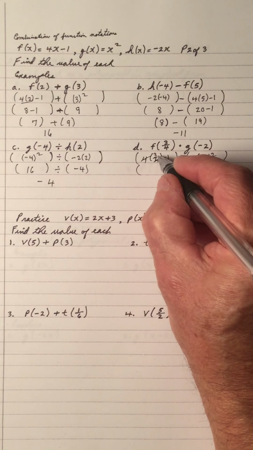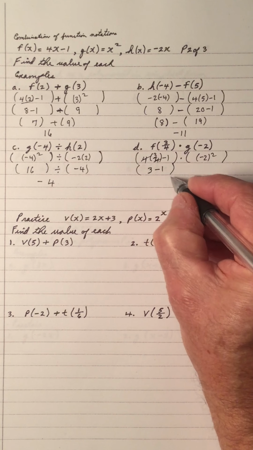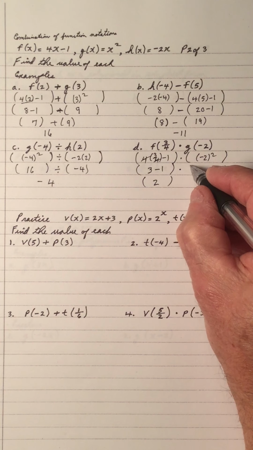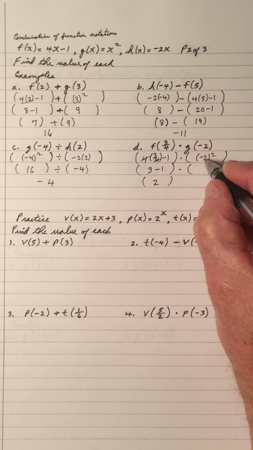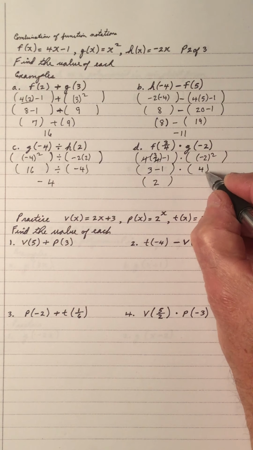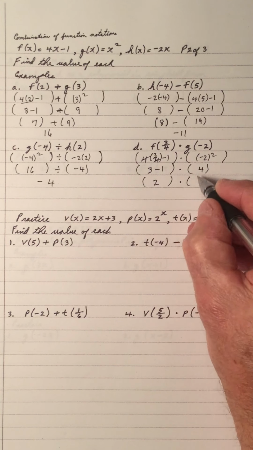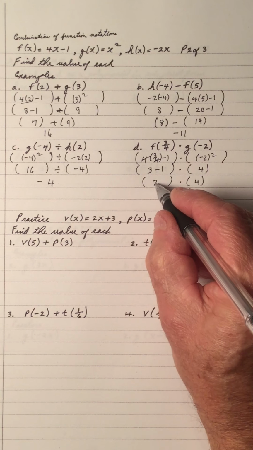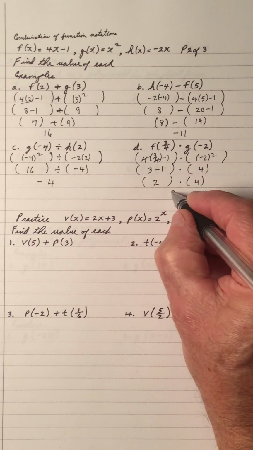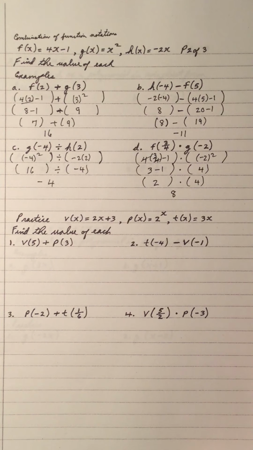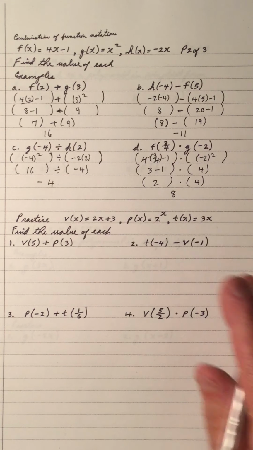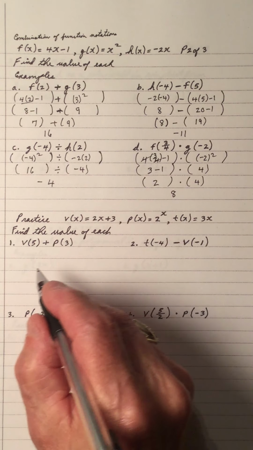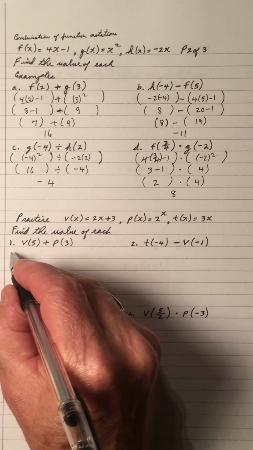The 4's cancel, and I get a 3 minus 1. So that becomes a 2, times. Negative 2 squared is negative 2 times negative 2, which is 4. And so this one is 4. So we bring it on down. 2 times 4 is 8. So working these out is not too bad. You just have to be careful. I used a double set of brackets around each function notation.